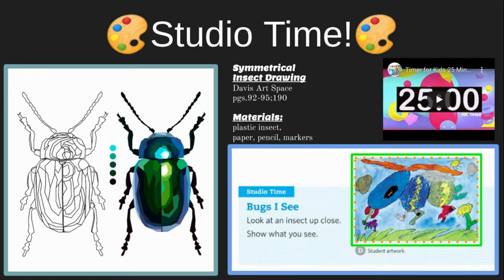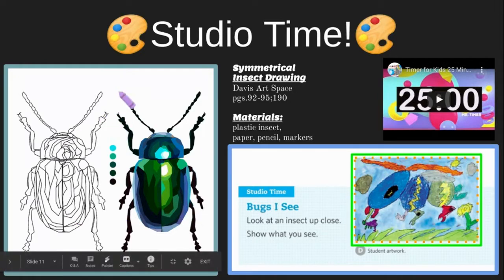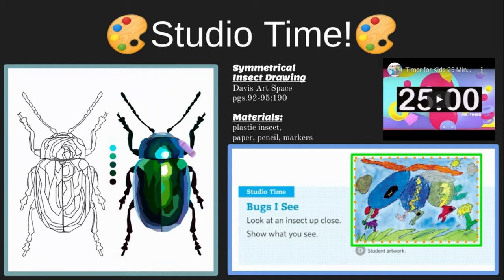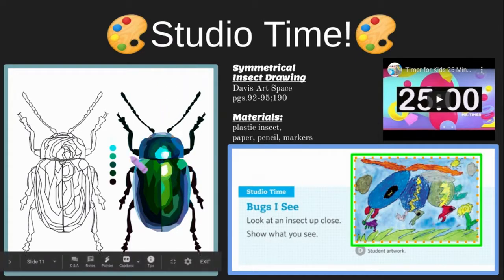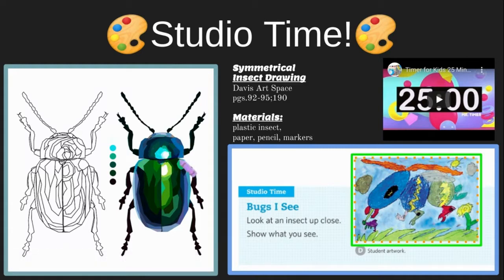Now, I see this image here. I see this image, it has balance. If I were to draw a midline or central axis, it would be the same on the left and on the right. The color's a little different, but the shapes and the lines are the same.